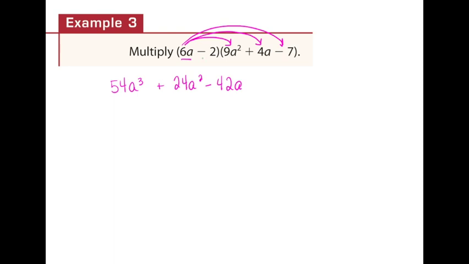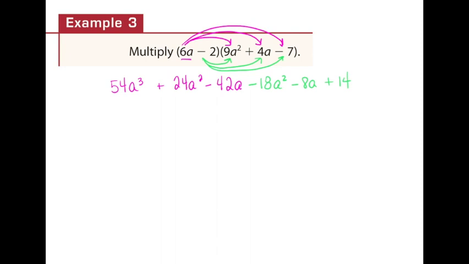So we're going to take the -2 and we're going to distribute it through. -18a squared. -2 times 4a is -8a. And -2 times -7 is +14. So you can see that we distributed everything through.